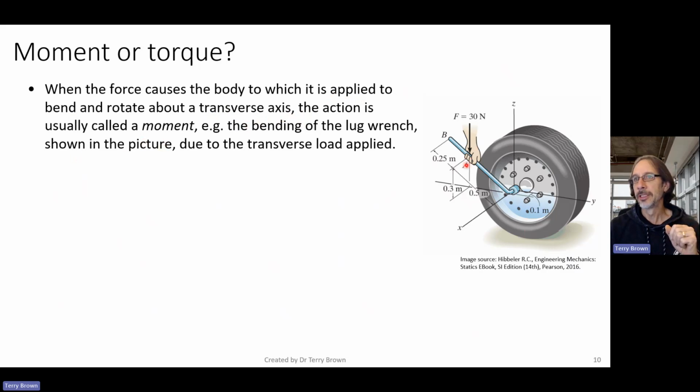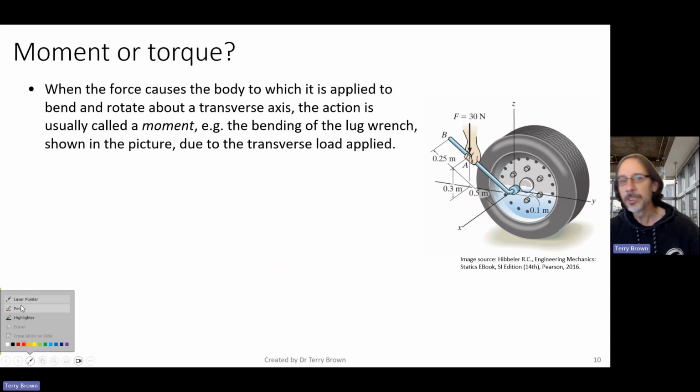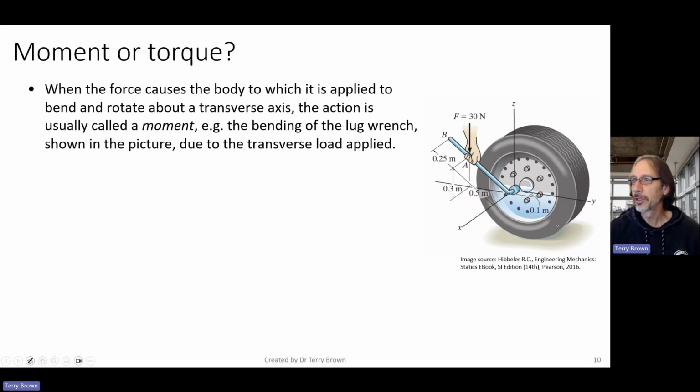So for example, take this lug wrench here, while the nut is still tight. In that situation, when you apply this force here, you'll tend to get some bending happening. Let me just get my pen and see if I can draw this. I'm not very good at drawing with my mouse, but this will tend to bend down like this, like a beam. Then when it becomes loose, it starts to rotate around this transverse axis. Generally we refer to that as a moment.